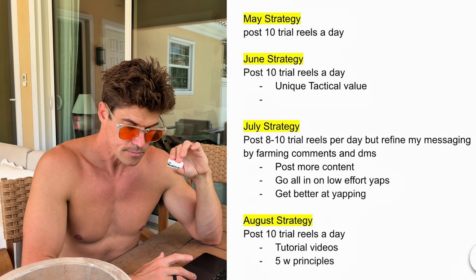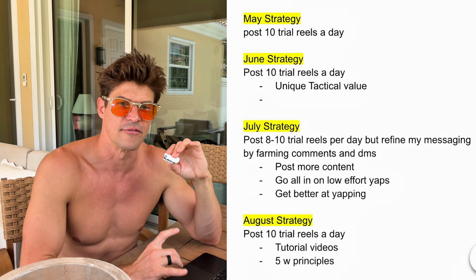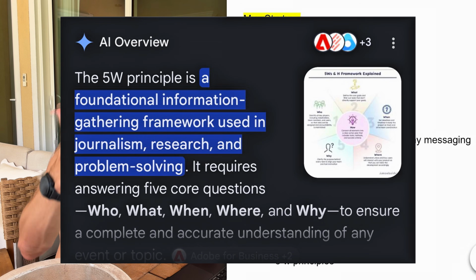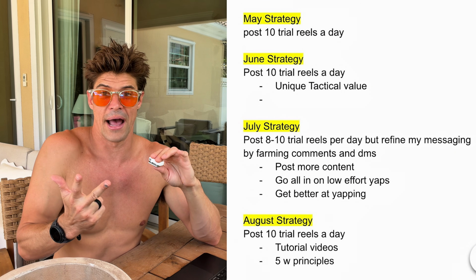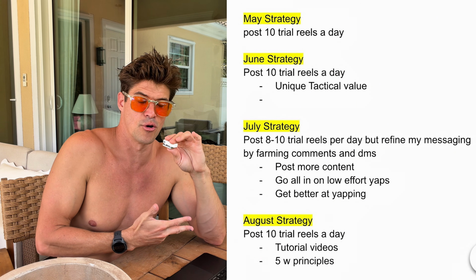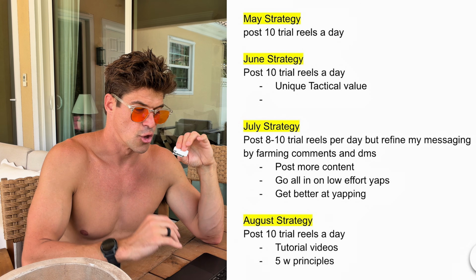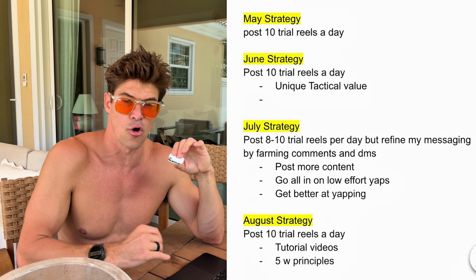And then also hitting the winning topics with the 5 W's principle, the who, what, where, when, why. So if the topic is, post more volume, it's, how to post more volume, who should be posting more volume, why you should be posting more volume, when should you be posting more volume, et cetera, et cetera. So those were the past strategies over the last 4 months.